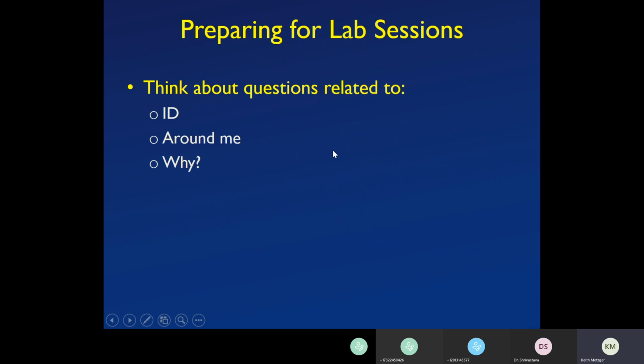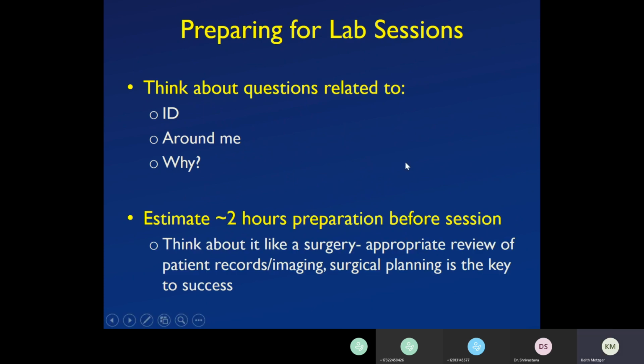So before the session, you're going to review those materials, and I'm going to ask you to think about those questions related to ID, around me, why. Okay, the ID shouldn't be too tough. The around me, a little bit tougher. And the why, this is where you can really use your experience to ask them or talk to them about the clinical significance of these structures that they're learning about. We would estimate about 2 hours of preparation before the session, depending upon how comfortable you are with the material.